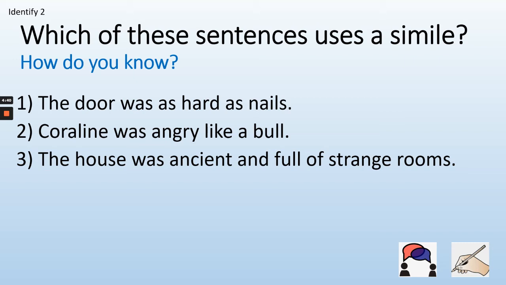Okay, let's see how we did. So, the door was as hard as nails. We have as. Coraline was angry like a bull. We have the bull there. She was angry like a bull, so she was really mad. The house was ancient and full of strange rooms was a cross. So we found two similes, as hard as nails, angry like a bull.